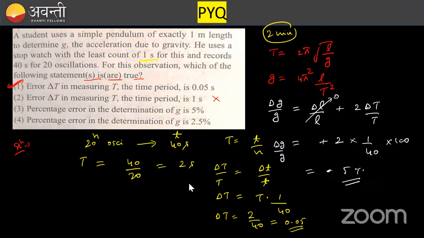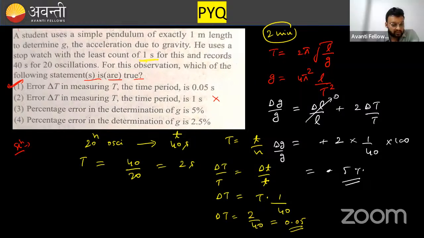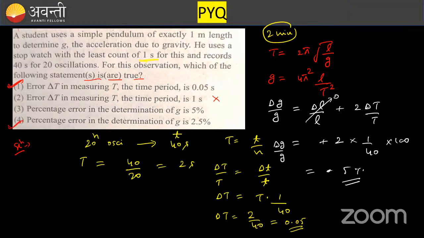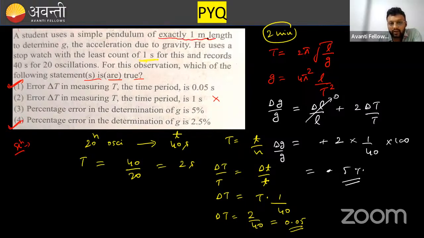Sir, why did that become zero? Delta L upon L? Yes, for delta L it is said that it is exactly 1 meter. Exactly means there is no error in the measurement of length. That's why delta L becomes 0 in this case. If delta L is 0, that means delta L by L whole is 0. That is an exact value. Like 4 pi square, this is also an exact value. That's why we are not considering it. We ignored this also.